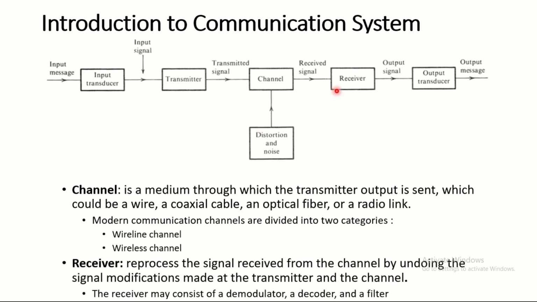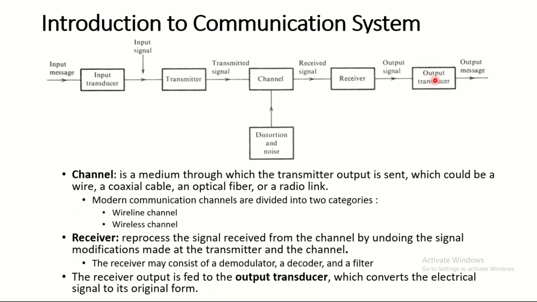Now we have this receiver here. This receiver takes the signal from the channel, and it removes the distortion and the noise added to the signal when it passes through the channel. The receiver generally consists of a number of components, for example, demodulator, decoders, filters, etc.